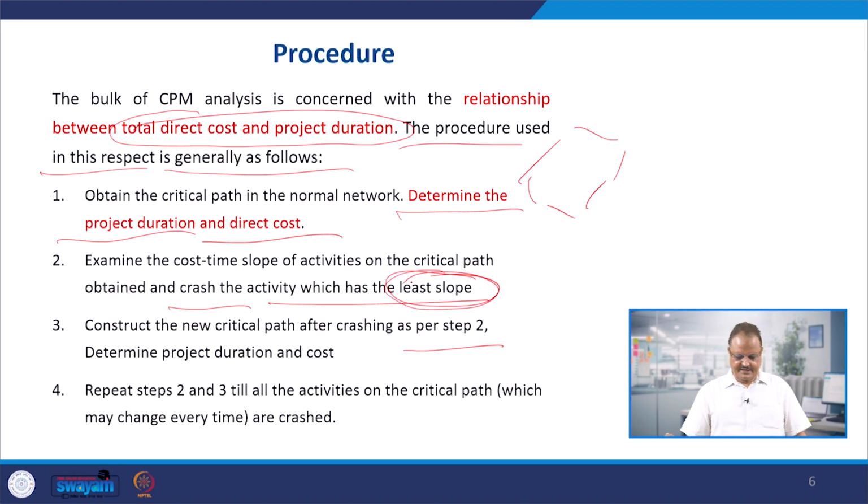This is the most important thing for us. Construct the new critical path as per step 2 and determine the new duration and the cost. Repeat steps 2 and 3 and continue crashing the activities till all the activities are crashed and the critical path is found with the minimum duration and the minimum cost.